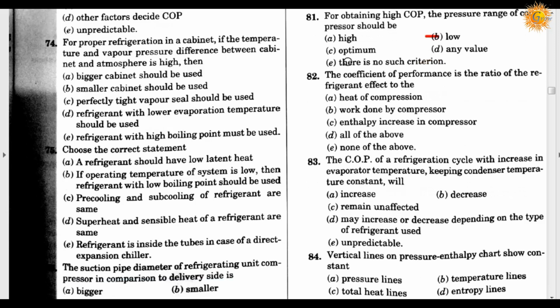Question 82. The coefficient of performance is the ratio of refrigerating effect to: option A, heat of compression, option B, work done by compressor, option C, enthalpy increase in compressor, option D, all of the above, option E, none of the above. So the correct answer is D, all of the above.